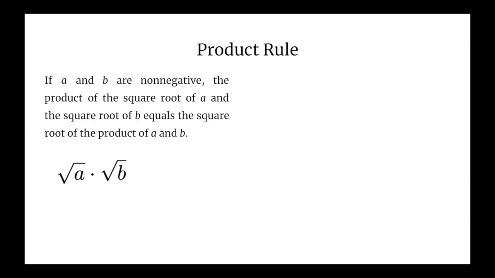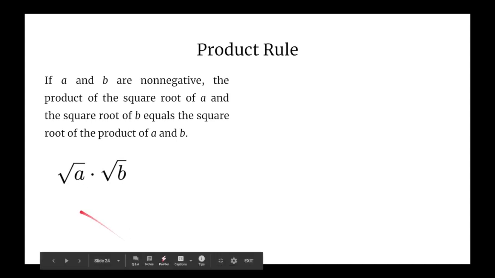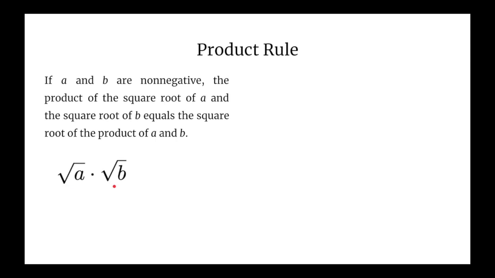Here's the product rule. If a and b are non-negative, the product of the square root of a and the square root of b equals the square root of the product of a and b. So we have the square root of a multiplied by the square root of b equals the square root of a multiplied by b.